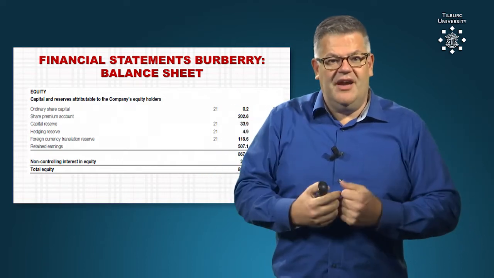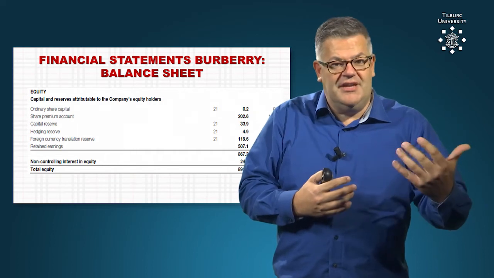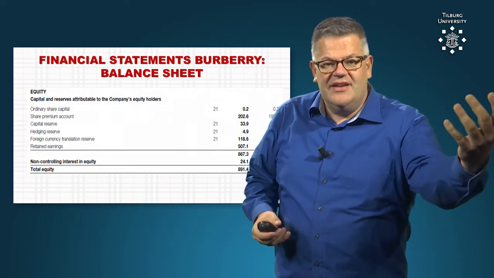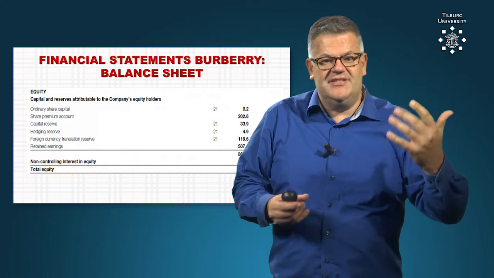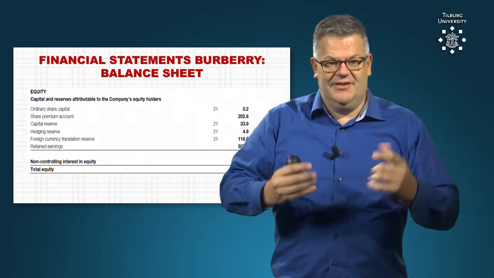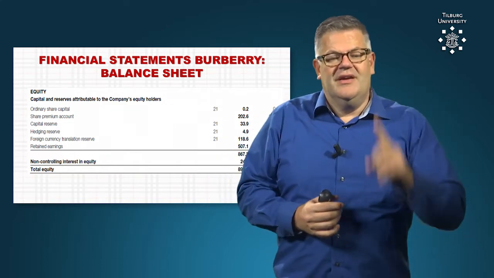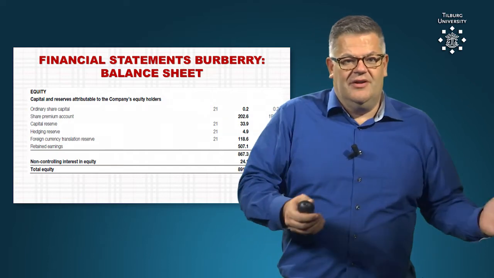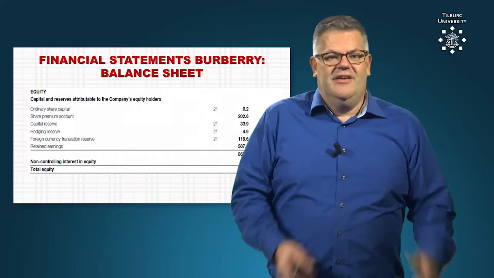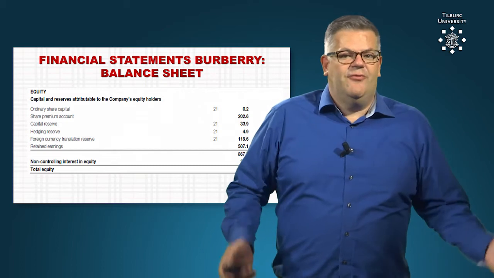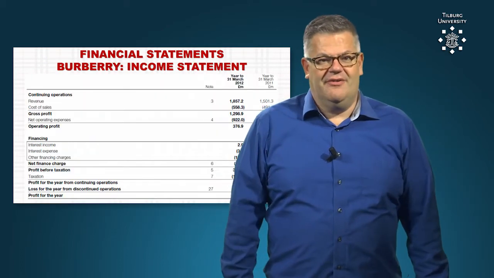But sometimes they own a company, for example, for 90%. But even then they consolidate 100% of the assets and 100% of the total liabilities. And the difference they correct for is a non-controlling interest, an NCI. And that's in this case 24 for all those companies together.